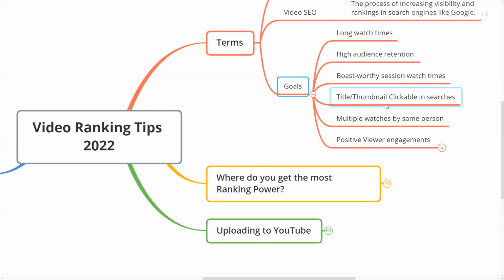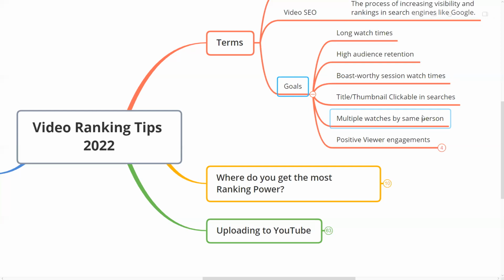Your title and thumbnail, they've got to be clickable. They've got to have some type of clickbait on the thumbnail. Your title has to be interesting. And again, I'm not going to teach this in this particular course, but we talk about this in the VidPenguin training about how to make clickable thumbnails and titles.